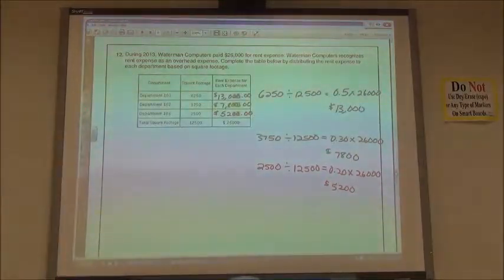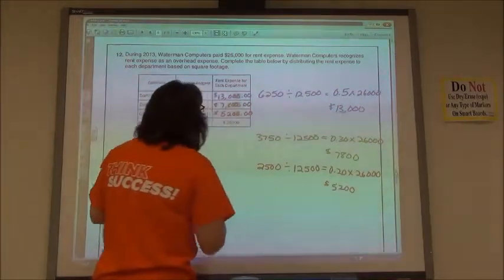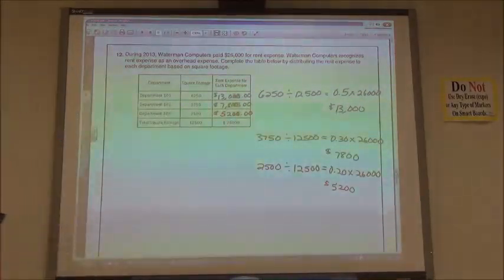And again, if we just want to double check ourselves, if we add those three answers together, the 13,000 plus 7,800 plus 5,200, we get 26,000, which is the total for all our rent. And so that should be the information we have in our table.